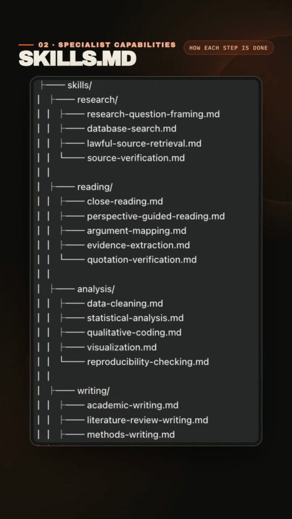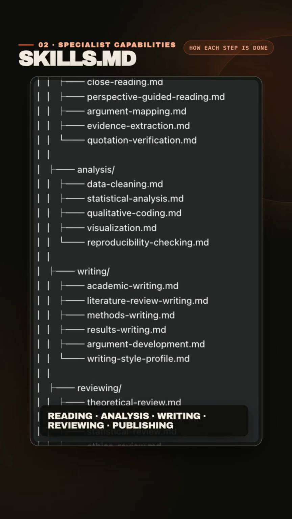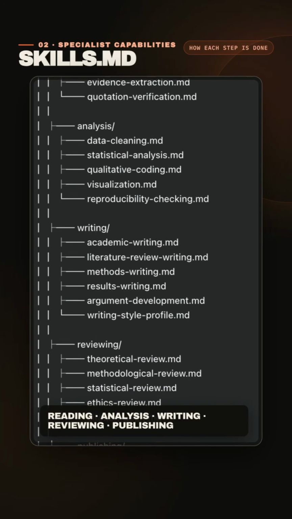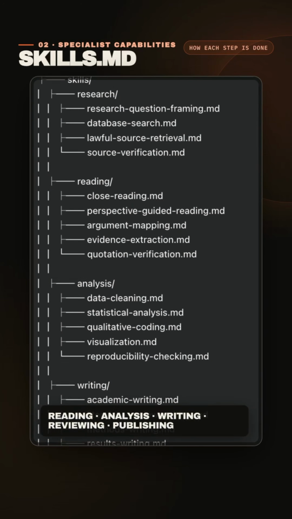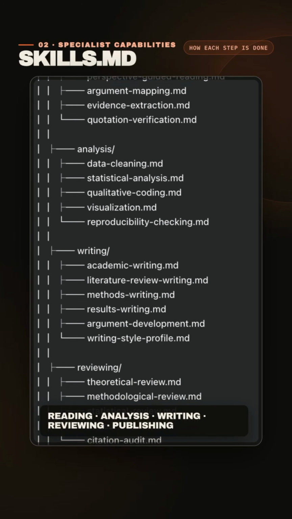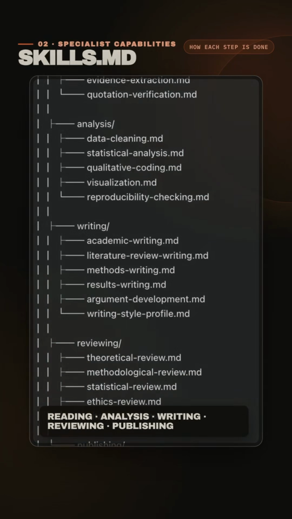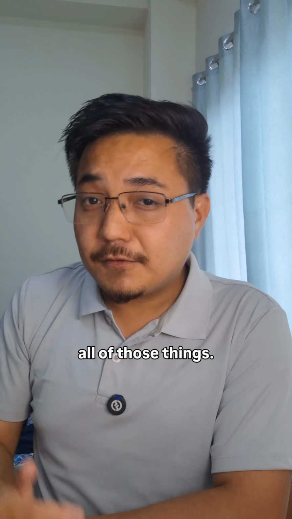The second file that you need is skills.md file. In each of the stages, you will need defined kind of skill depending on the discipline and depending on your personal choice. A skill of reading, a skill of writing, and a skill of doing research. And so this skills.md file has a detailed description about how you need to read, how you need to write, and all of those things.